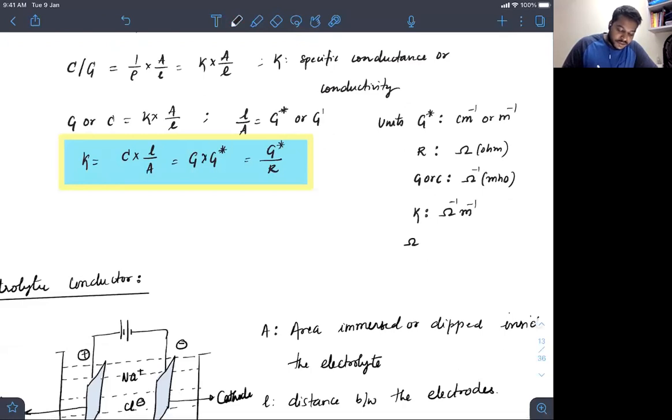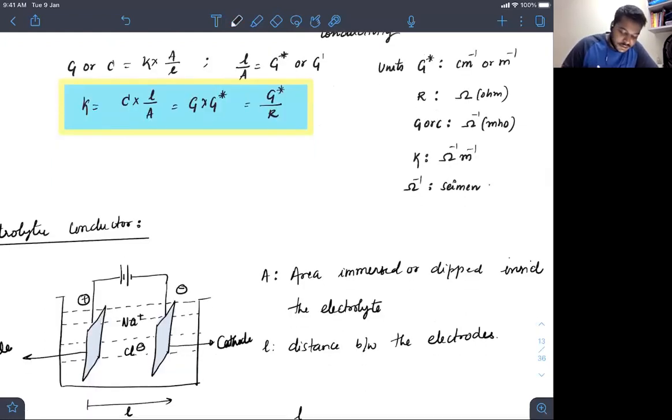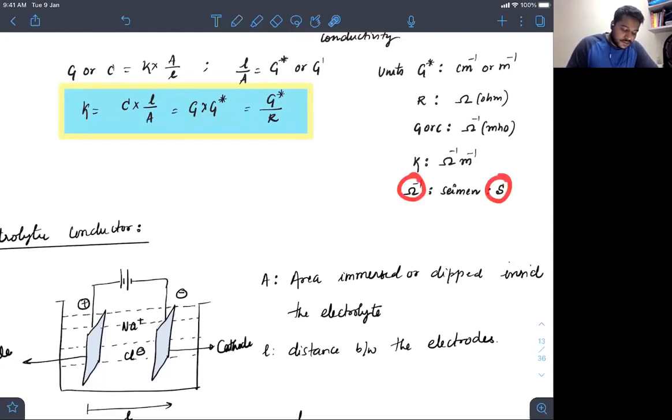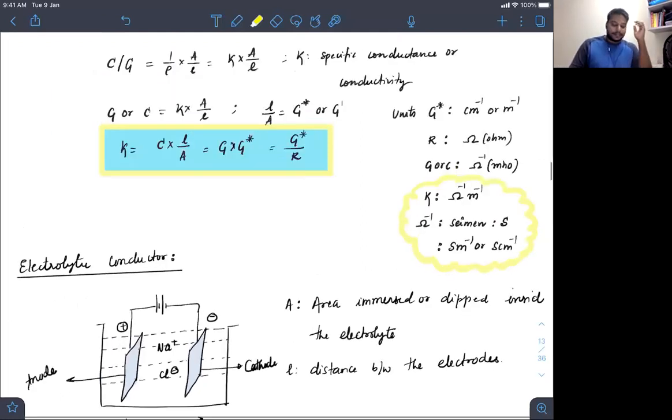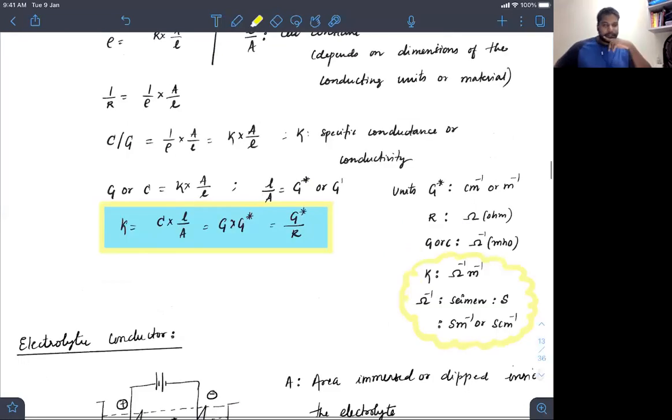And ohm inverse is normally used as Siemens, correct? So Siemens, which is S, correct? And here ohm inverse and Siemens are same. So I can write kappa as Siemens meter inverse or Siemens centimeter inverse. Okay. So this data is useful for us because this chapter mostly deals with conductivity rather than resistance. Clear, students? Units wise, सबको clear है ना? Any doubt there?